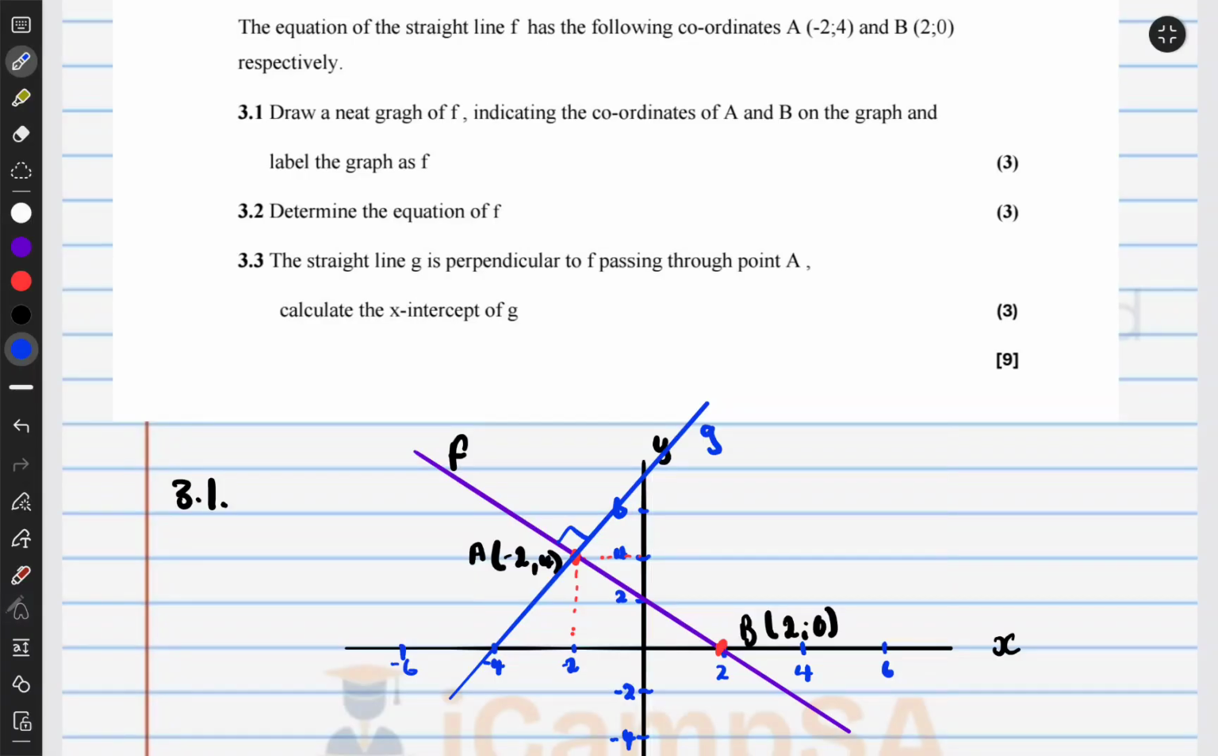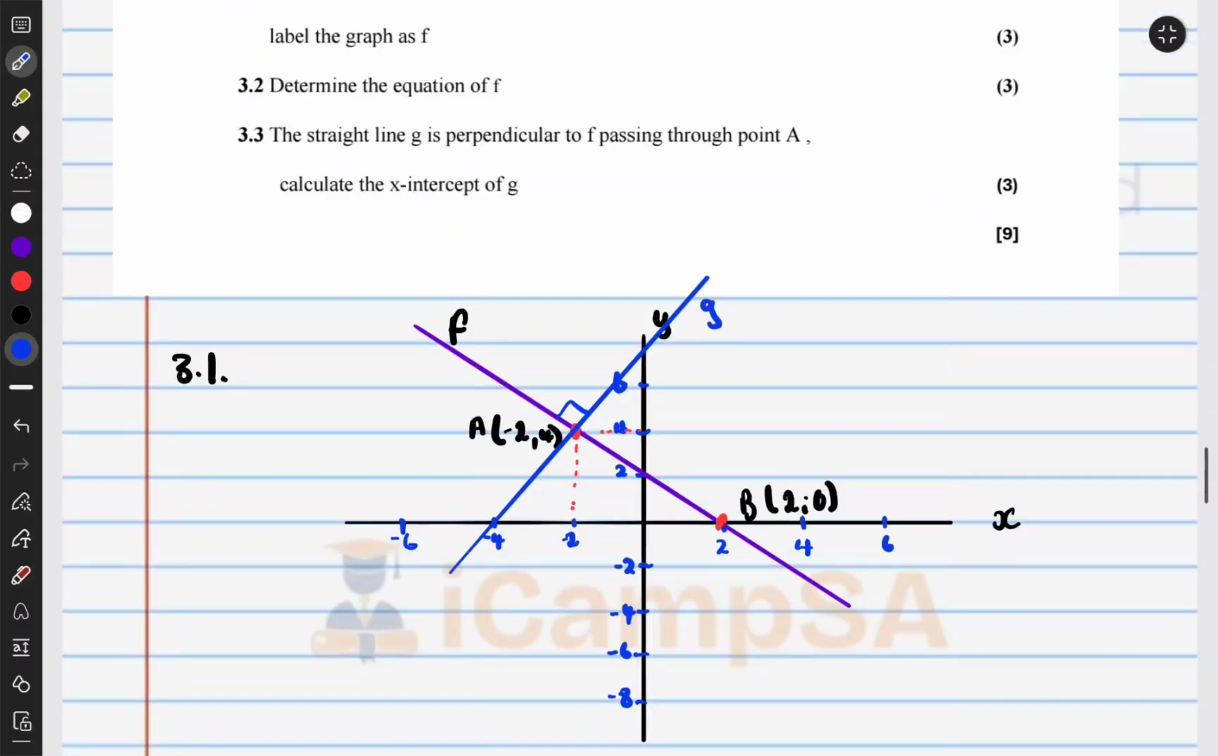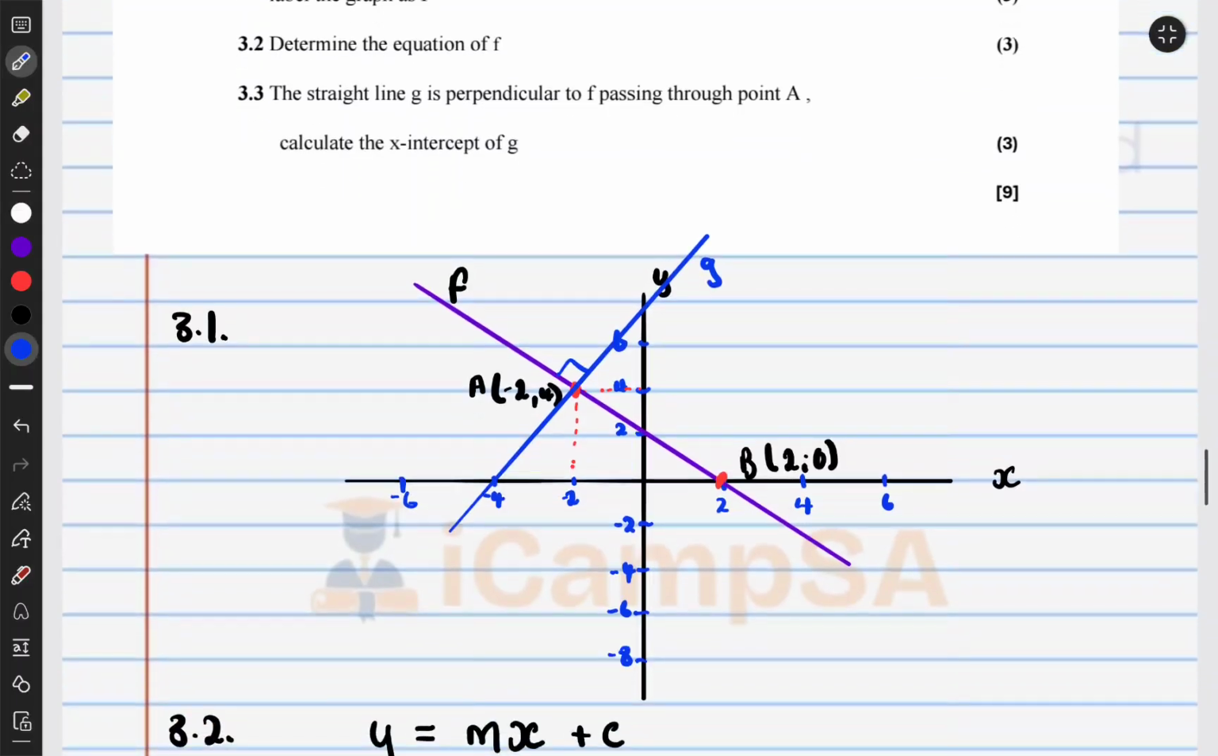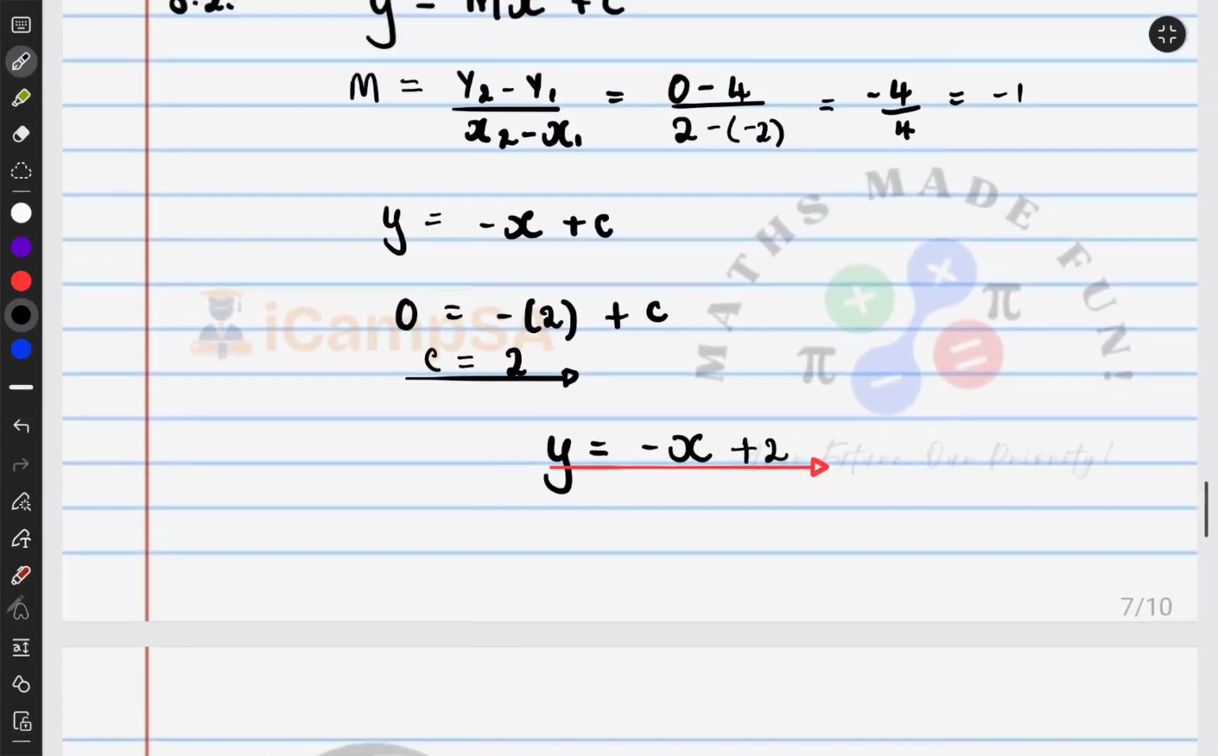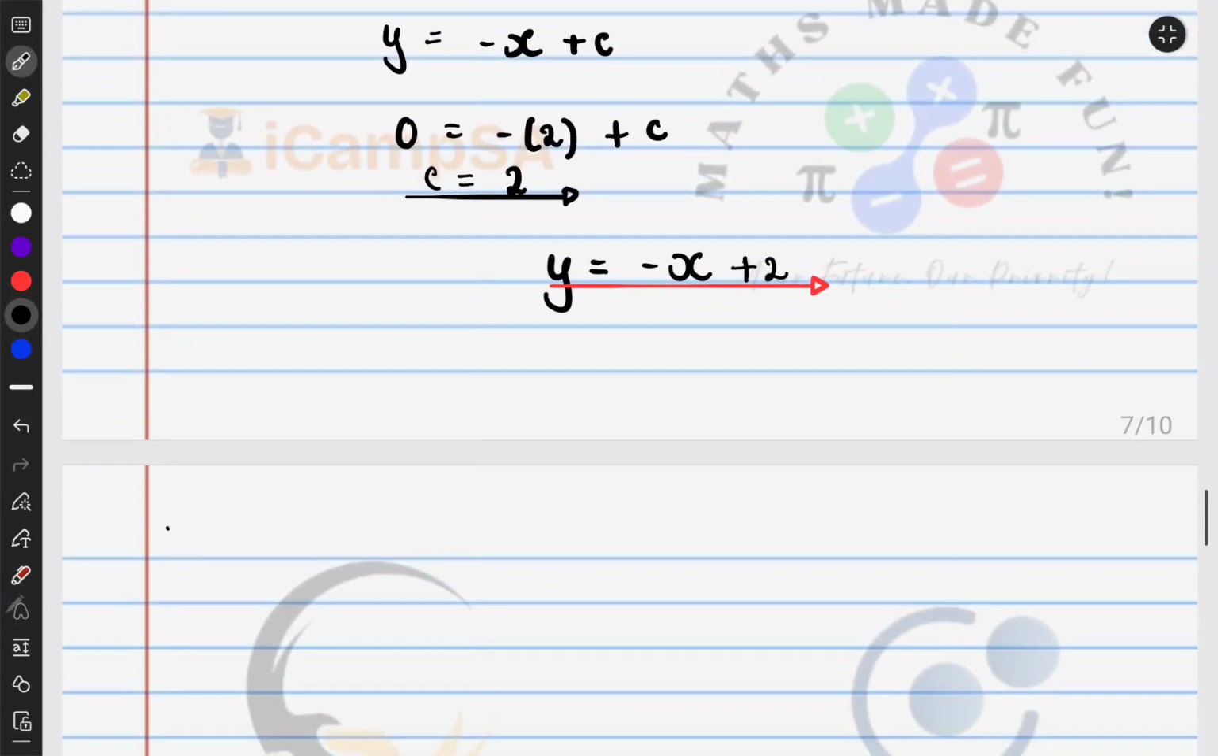So we also calculate the x-intercept of G. In order to calculate the x-intercept of G, we need to start by calculating the equation of G. Since we know that these two lines are perpendicular, we can find the gradient of G, and we have the coordinates of A there. So let's go ahead and do that. So this will be 3.3.